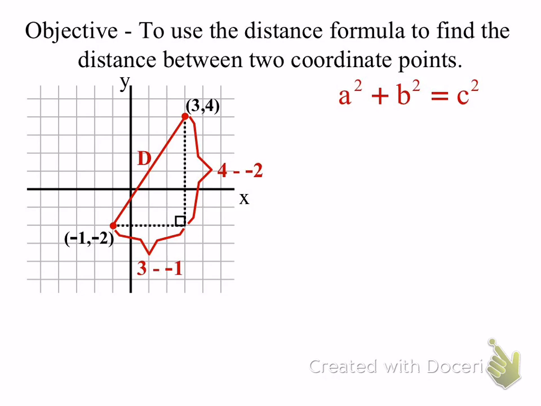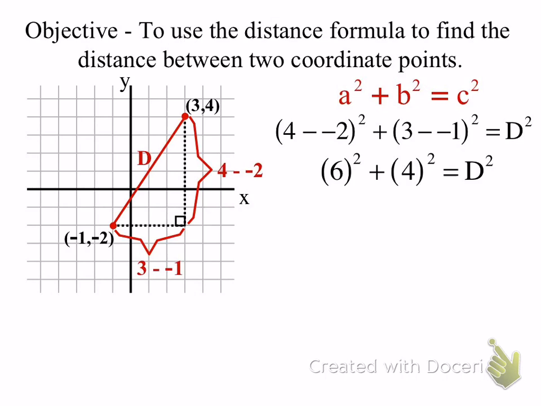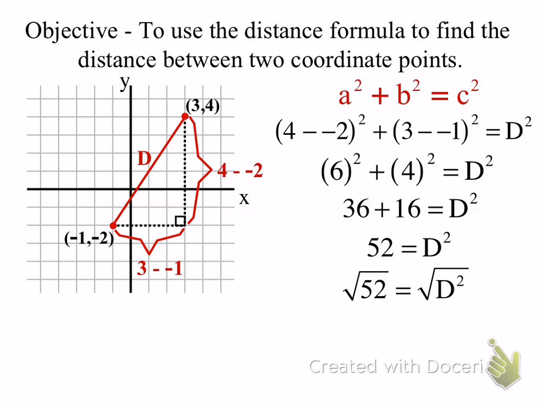Okay? Well, if I substitute those in, isn't that the same thing we said as A, and this is the same thing as B? And then I can simplify it. 36 plus 16. Take the square root of both sides. And D is the square root of 52. A little bit more than 7. 7.2, 7.3, probably 7.2. All right.